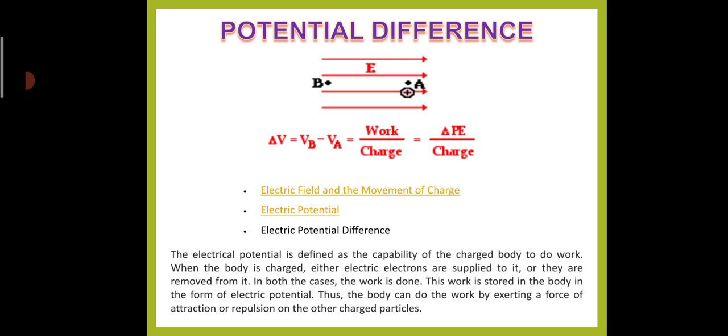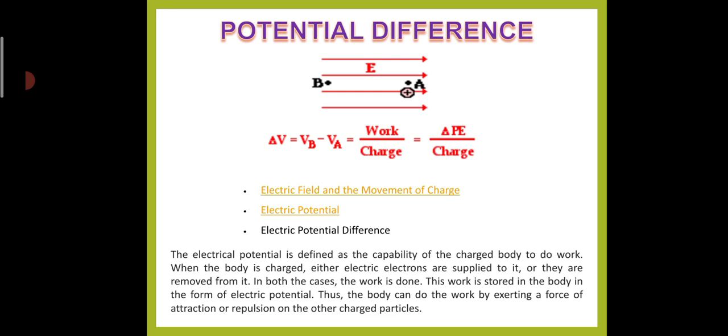Now, another definition of electrical potential and potential difference is: the electrical potential is defined as the capability of the charged body to do work when the body is charged, either when electrons are supplied to it or when they are removed from it. In both cases, work is done.